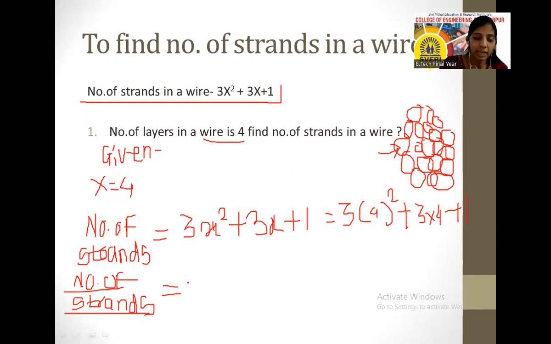Someone do the calculation. What is your answer here? 61. 61. Okay. So 61 strands will be required to form the 4 layers of the conductor. Okay.